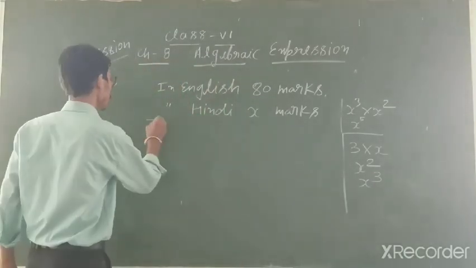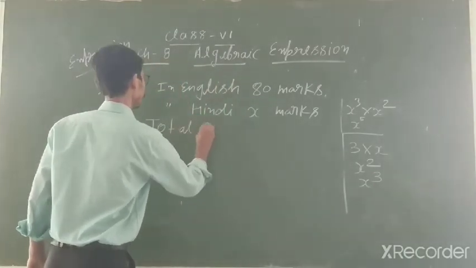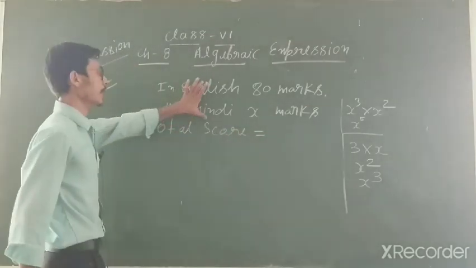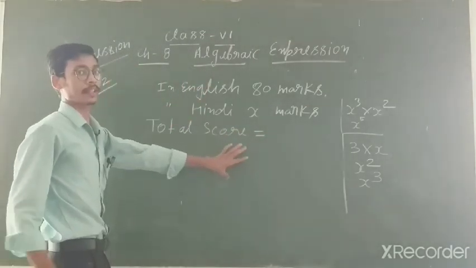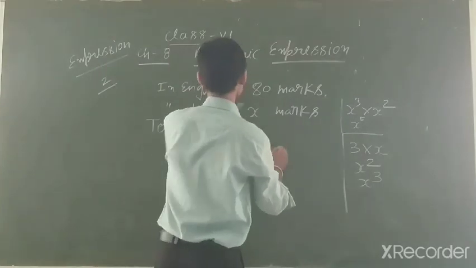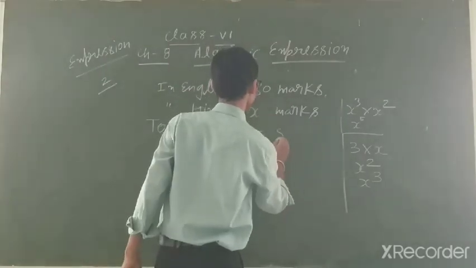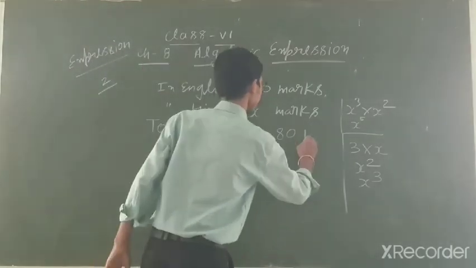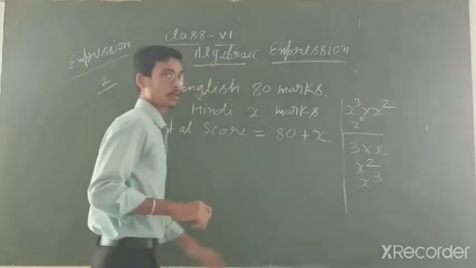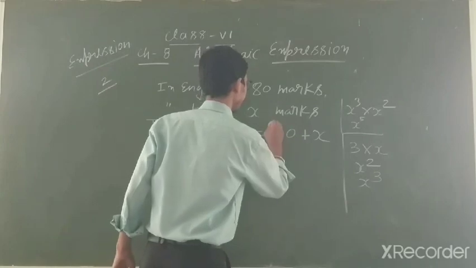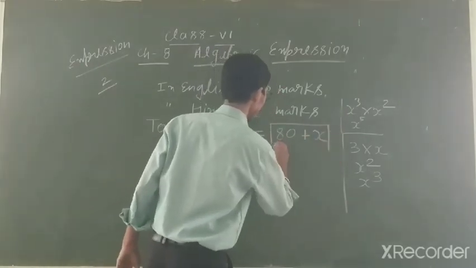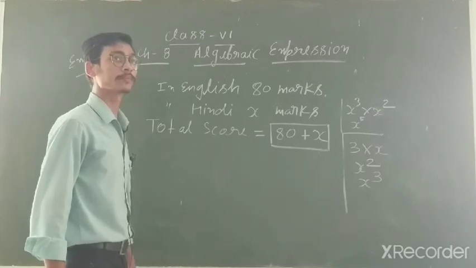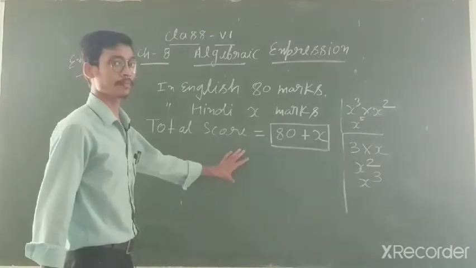So total score means, you know that total score. Total means the sum of English and Hindi. Clear student? So English he got 80 marks, so you write down 80, and in Hindi he got how many marks? Plus x marks. Clear student? So total marks equal to 80 plus x. This is our equation. Clear student? Again I am going to repeat. 80 plus x.